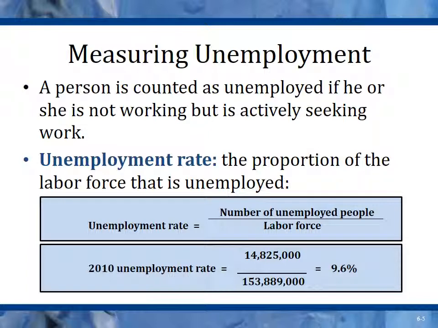The unemployment rate is the proportion of the labor force that is unemployed. You can see through the calculation that it's the number of unemployed people divided by the total labor force. For 2010, we had about 15 million people unemployed and about 154 million people in the labor force, and that gave us 9.6%.